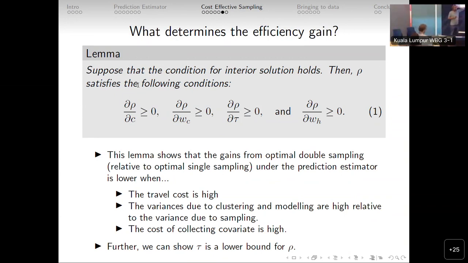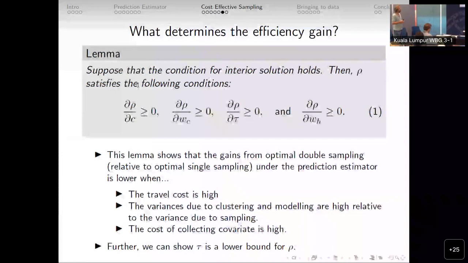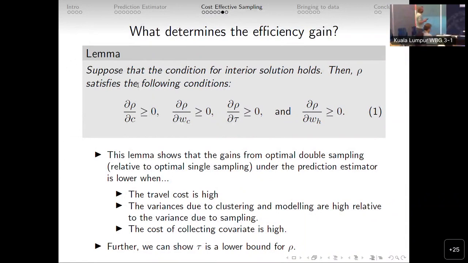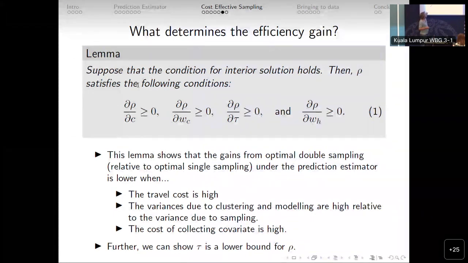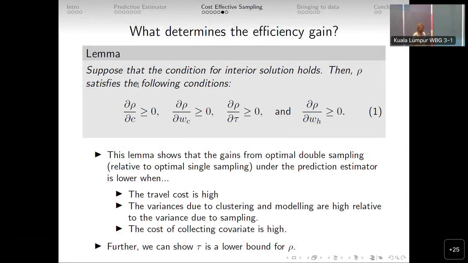The derivative of rho with respect to C is positive, and that tells you that if there are more travel costs you have to incur, there's less scope for gains. The reason for that is that it's something the double sampling strategy is not able to reduce, the travel cost that you have to incur. And by the same token, the derivative with respect to WC is positive for the exact same reason. And not surprisingly, the derivative with respect to WH. Remember, WH governs the magnitude of model error that is contributed to the precision. If that is a really dominant feature of statistical precision, you'll have to collect more data in order to get more precise estimates to bring that model level down, but that defeats the whole purpose of implementing the double sampling strategy.